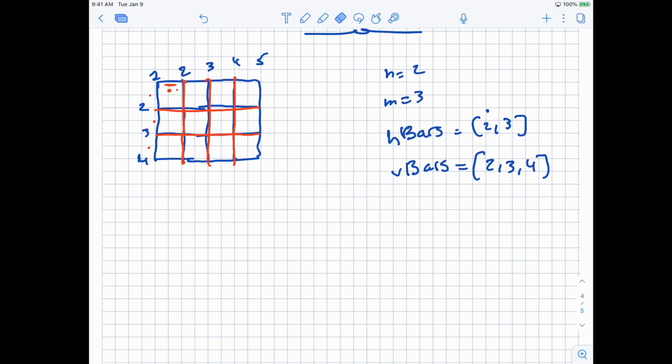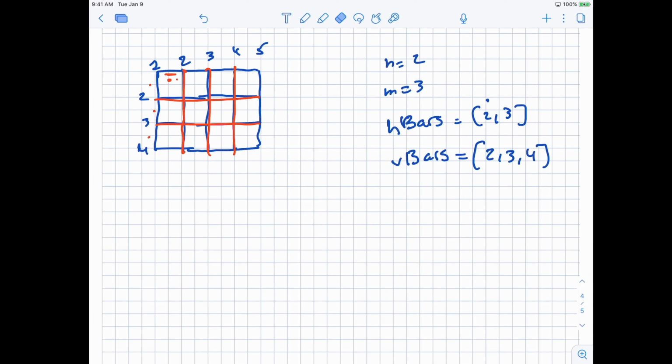So let's not take 4. Let's not take vertical bar 4, for example. So let's not take vertical bar 4. In that case, what's the area that we get? Well, in that case, what we are going to get is this one. Okay, so 3 by 3, so 9, so that works, so 9.